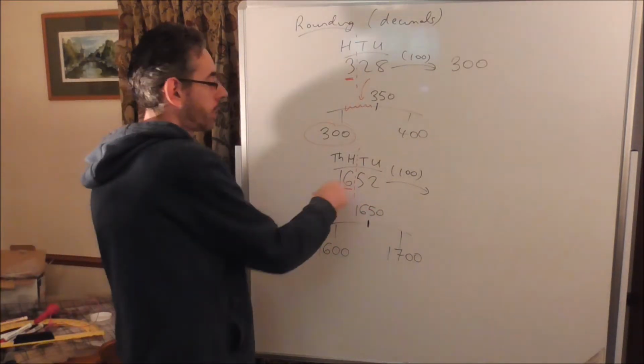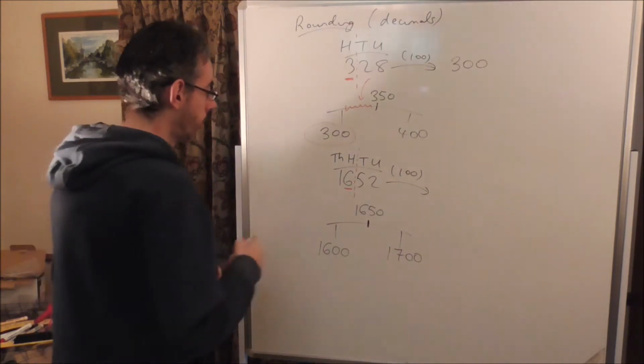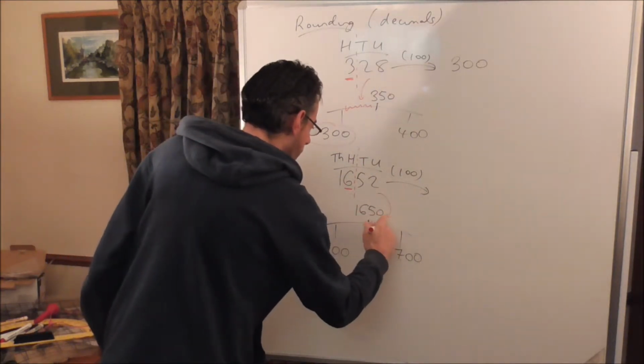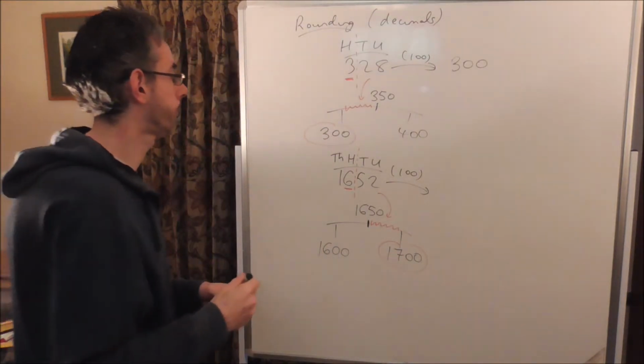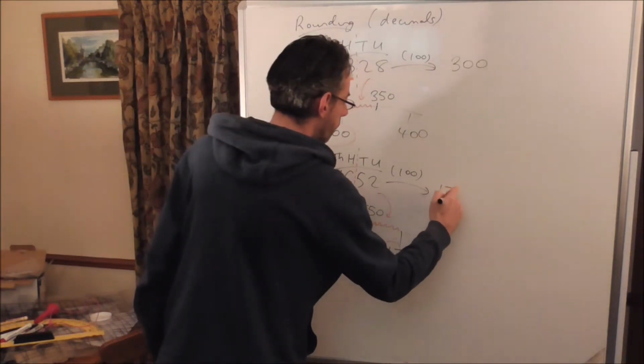So this number is slightly bigger than 1,650. So that tells us it's here somewhere, so it's closer to 1,700. So that's what it rounds to the nearest 100.